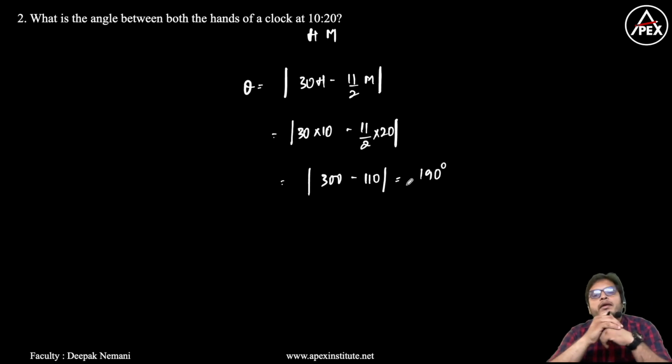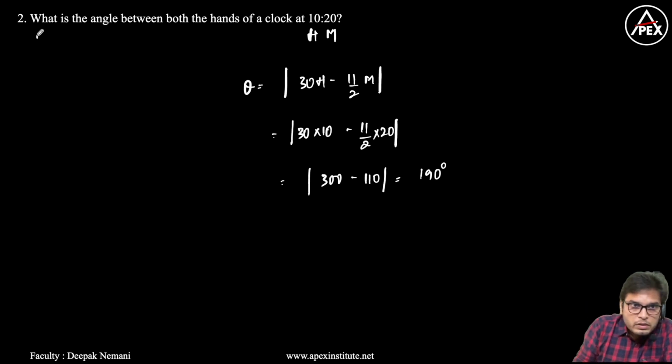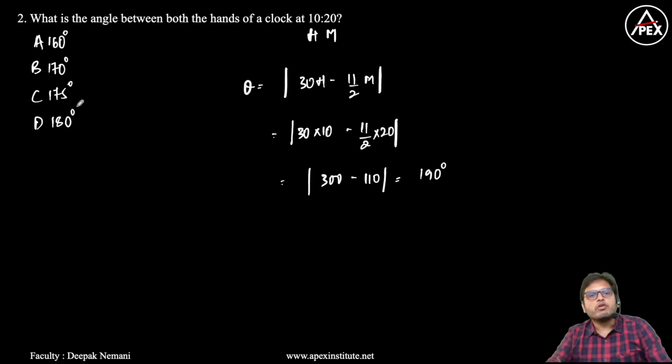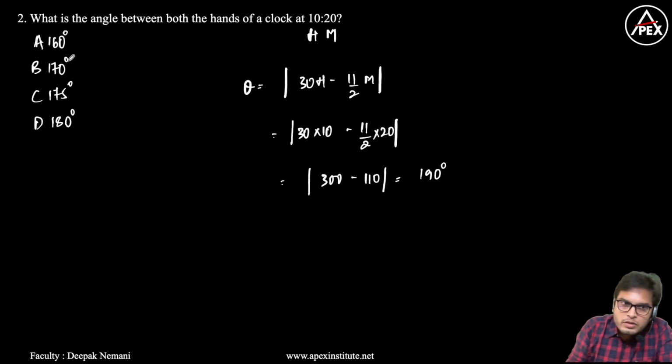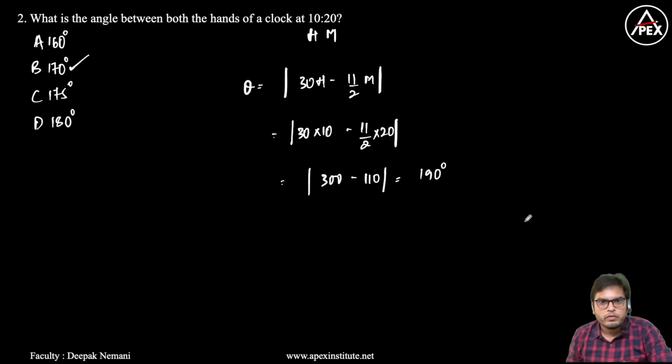Now what if 190 degrees is not in the options? What if the options are option A 160 degrees, option B 170 degrees, option C 175 degrees, and option D 180 degrees. In that case, what should be your answer? Because you do not have 190 degrees in the options. Then your answer should be 170 degrees. Right? Now I will tell you why.